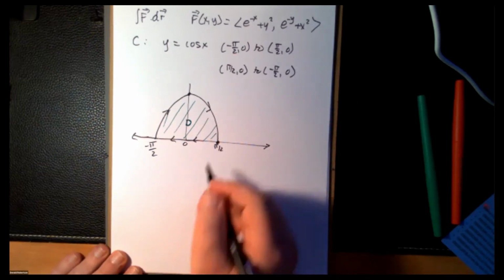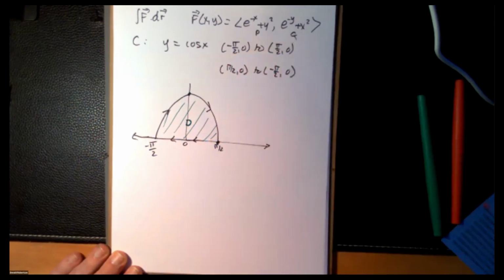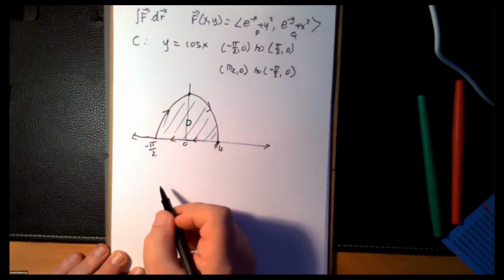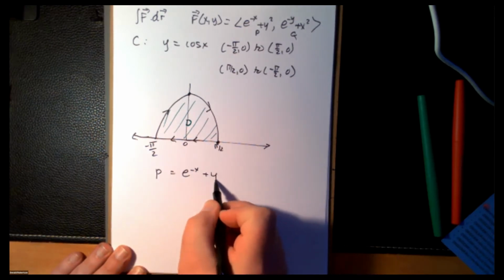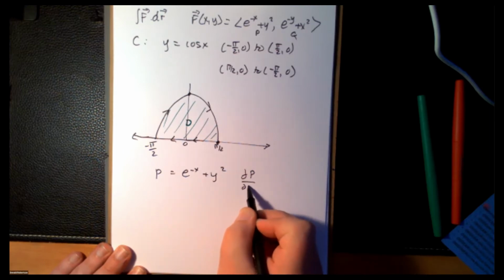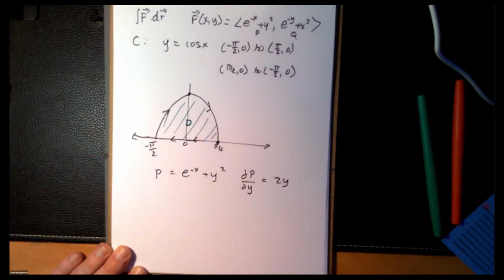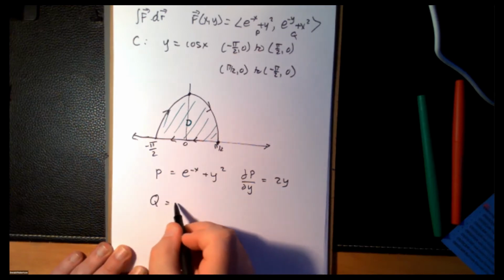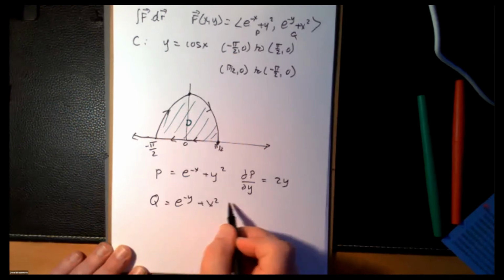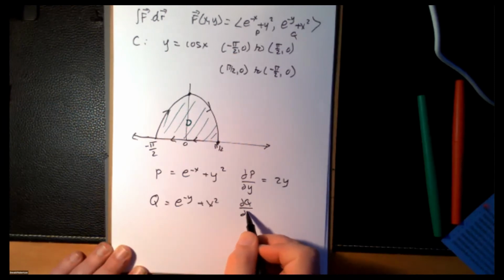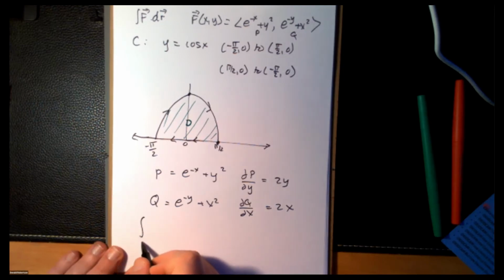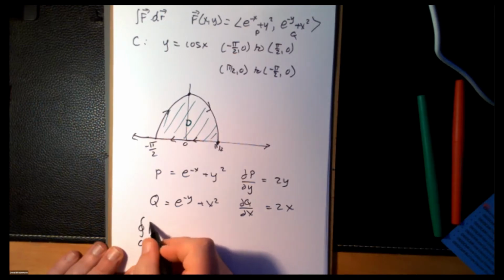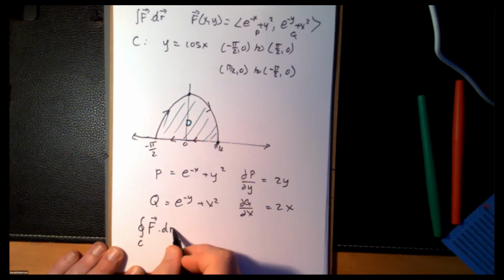Now, in this question, would that be P and this will be Q? Right, agreed? So if P is equal to e to the negative x plus y squared, its partial derivative with respect to y is just 2y. Q, on the other hand, is this fella, and the partial derivative of this with respect to x equals 2x. Nothing looking bad? So, that fella there, just pause a little minute.